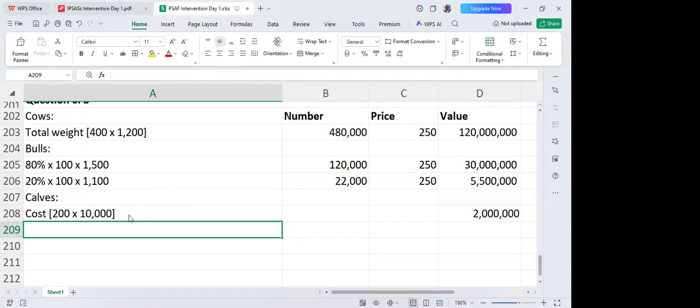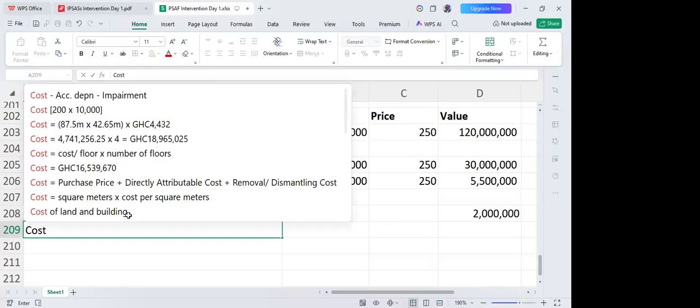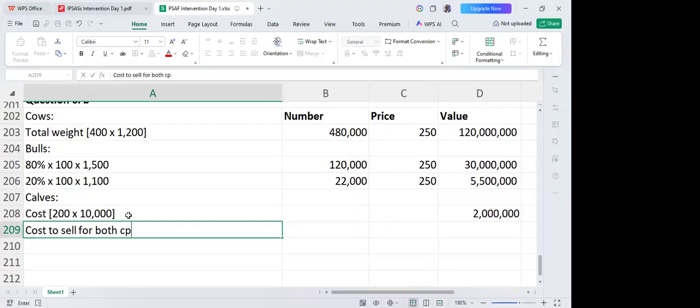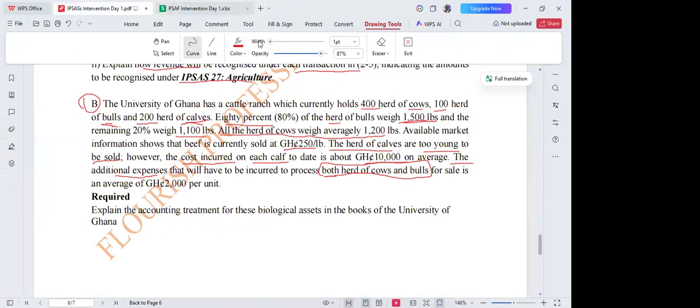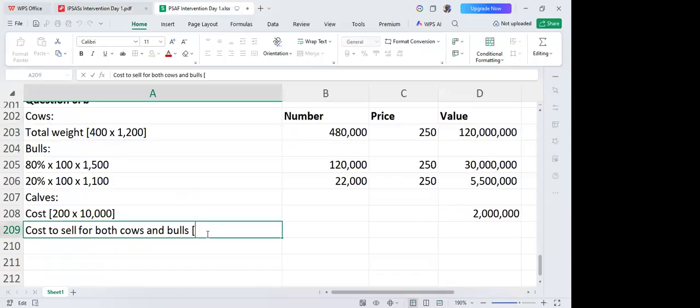So yeah, we bring our cost to sell for both the cows and bulls. And what is the number of them? Bear in mind, the cows were 400. The bulls was 100 rather. So 400 plus 100, that will give us 500.